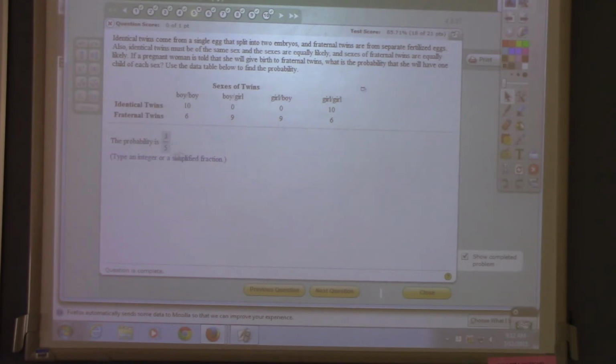Okay, this one. Did it change? Yeah. How did I change it? Oh, the numbers changed. Okay. All right, it says, if a pregnant woman is told that she will give birth to fraternal twins, so the first thing you do is you add up the fraternal twins. 6 plus 9 plus 9 plus 6. 18 plus 6, 24 would be 30.